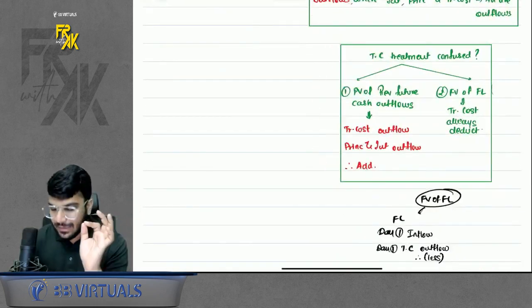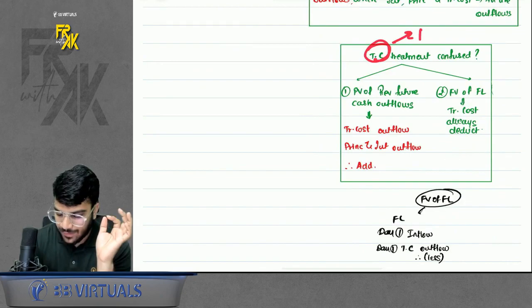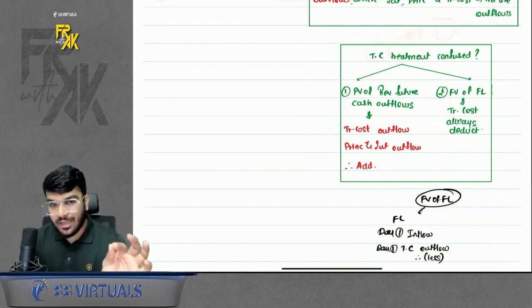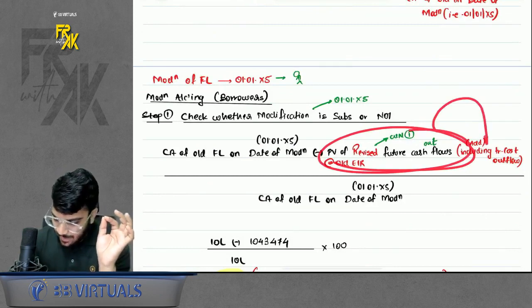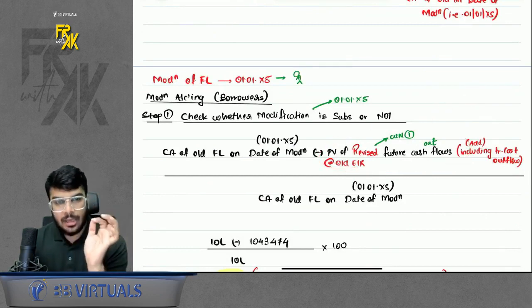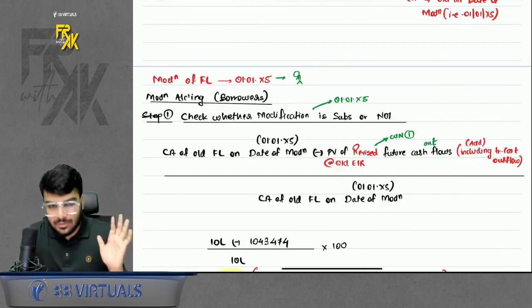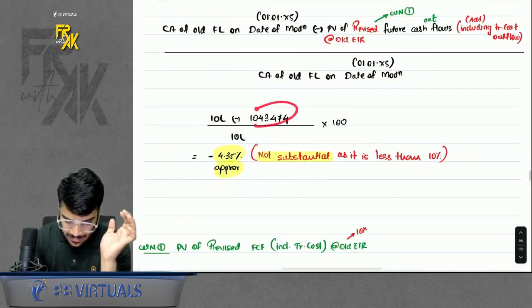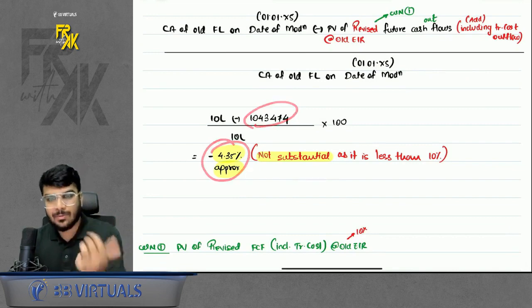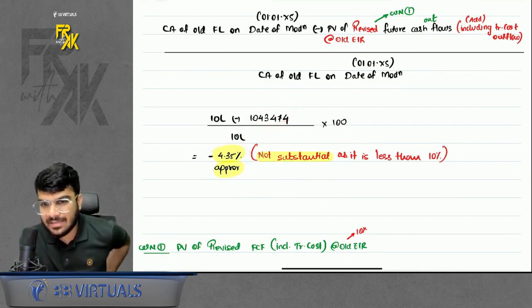So just remember, in case of transaction cost of financial liability under modification, this is the only case where we are adding transaction cost. In all other cases of FL, we will only reduce it. If you want to remember, you can remember it this way. Anyways, so you get the value at this much. When you compute the percentage, you get 4.35%. Can I say it is less than 10%?